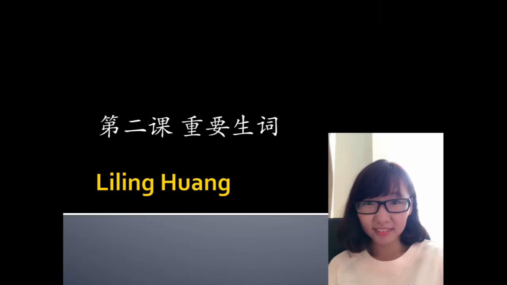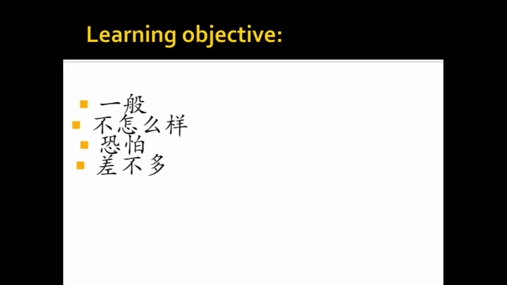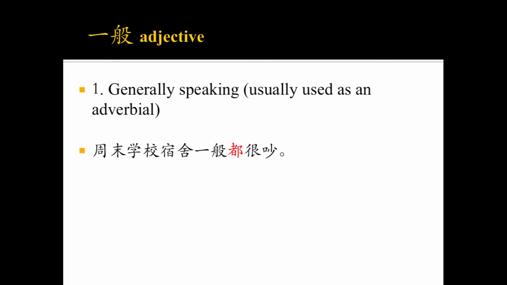大家好，我是黄老师。今天我们一起学习第二课的重要生词。我们先看第一个，一般。一般 has two usages. The first one is usually used as an adverbial, meaning generally speaking.